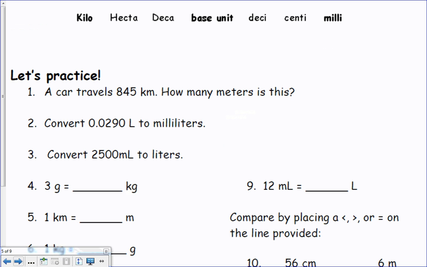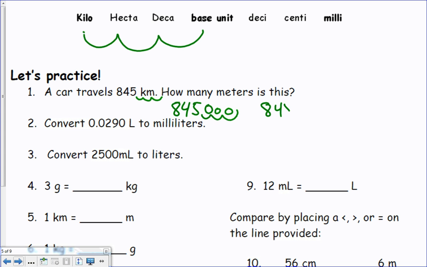So, let's practice a few. Up on top, I have my trick, right? Kilo, hecto, deca. The first problem is 845 kilometers. How many meters? Well, a kilometer is a kilo, so I'm here. Meters would be my base unit. So I need to go 1, 2, 3 units to the right. 845, 1, 2, 3. Fill in my zeros. I've got 845,000 meters.